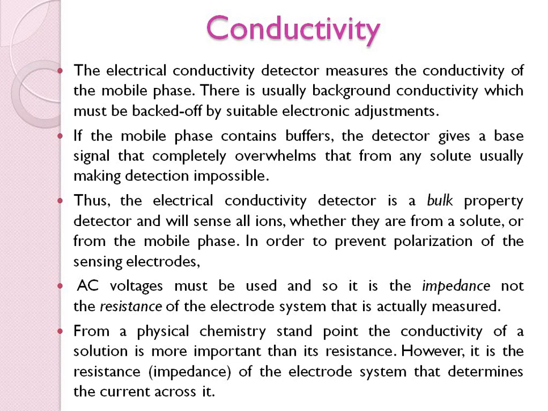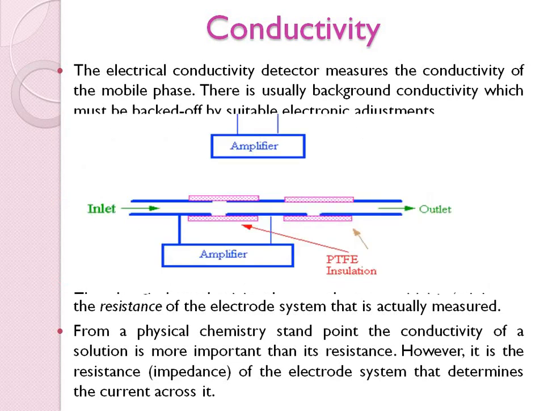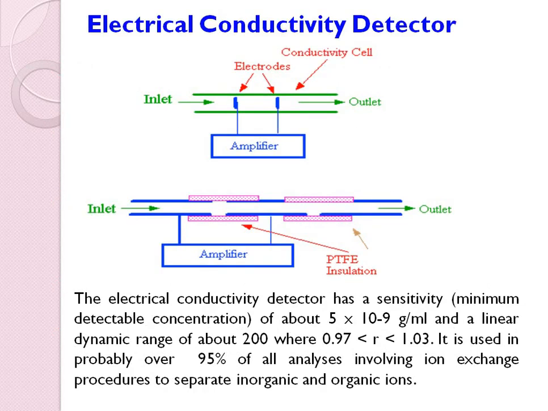AC voltages must be used, and so it is the impedance, not the resistance, of the electrode system that is actually measured. From a physical chemistry standpoint, the conductivity of a solution is more important than its resistance. However, it is the resistance or impedance of the electrode system that determines the current across it. This is the diagram of the electrical conductivity detector. Here the outlet and inlet are there, and between them the electrodes are situated.